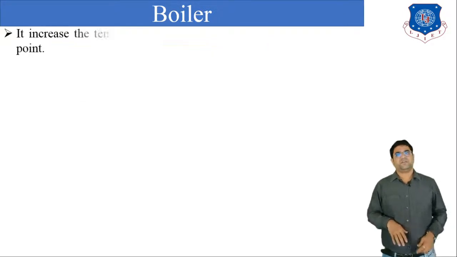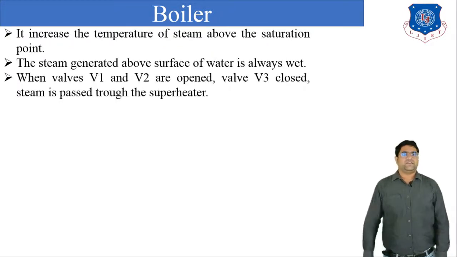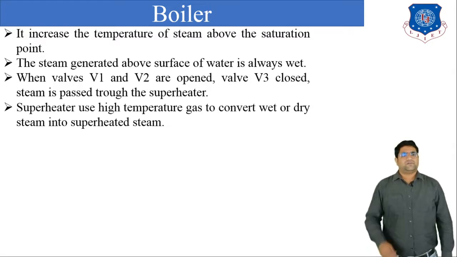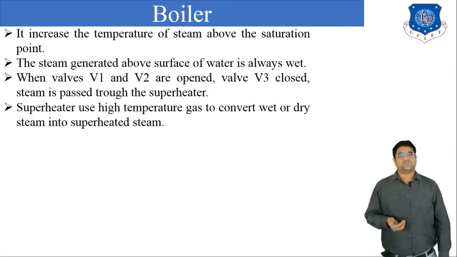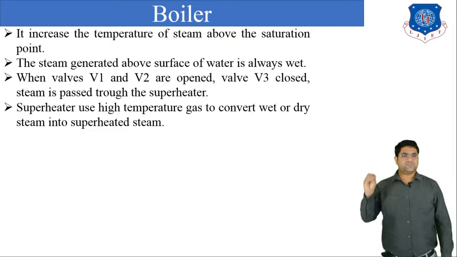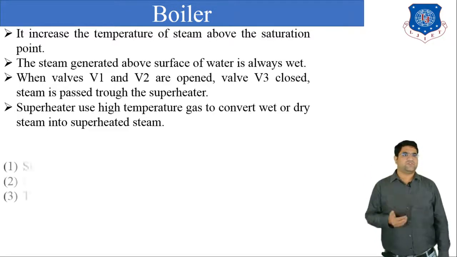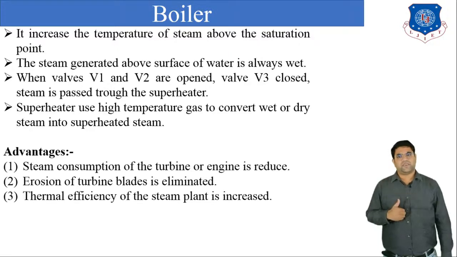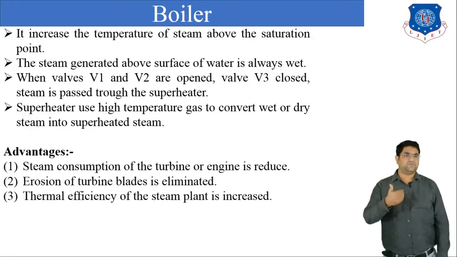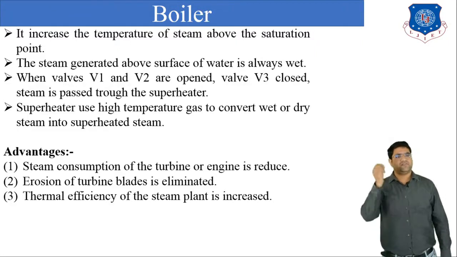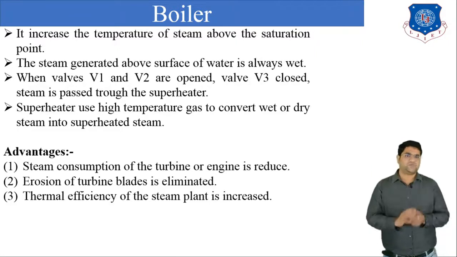So here we can write: to increase the temperature of the steam above the saturation point, we use this superheater. The steam generated above the surface of the water is always wet, and when valves V1 and V2 are open and valve V3 is closed, the steam is passed through the superheater. The superheater uses the high temperature gas to convert wet or dry steam into superheated steam.